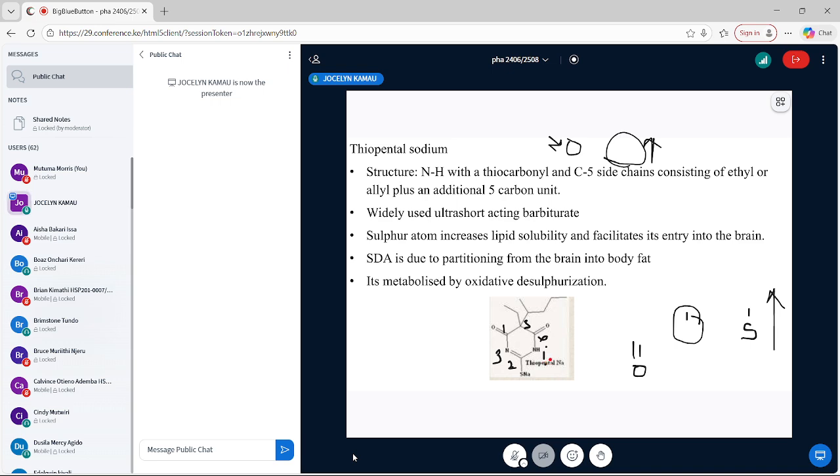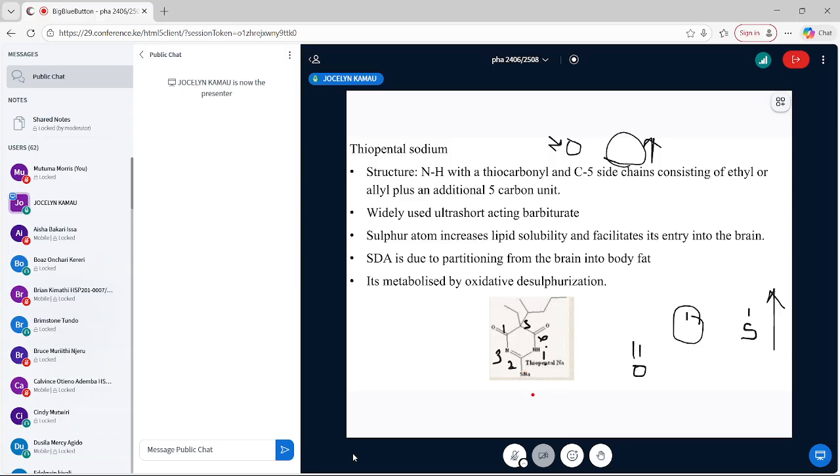barbiturates. Of course, the other parts of the structure must be in agreement. But the thiobarbiturate that we have, the pentasodium, because the other groups are also in agreement, is an ultra short acting barbiturate. So that is one position which is very important for us to remember.